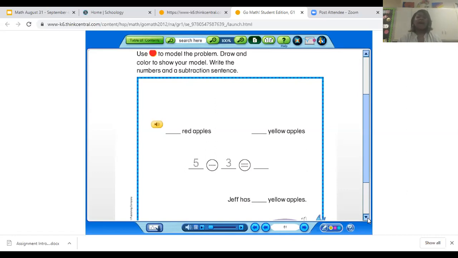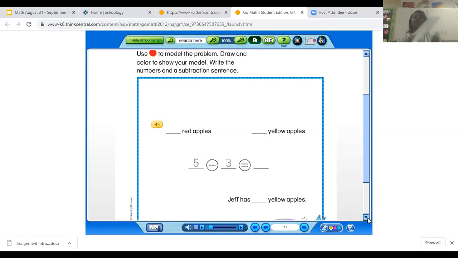Jeff has 5 apples. 3 apples are red. The rest are yellow. How many apples are yellow? Let's read that one more time. Jeff has 5 apples. 3 apples are red. The rest are yellow. How many apples are yellow? So let's think about what we need to figure out. We are trying to figure out how many apples are yellow. We know that he has a total of 5 apples.